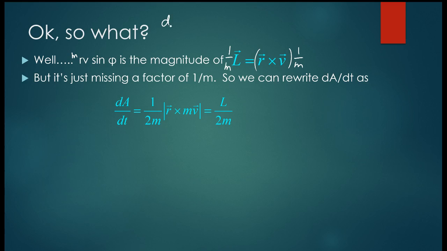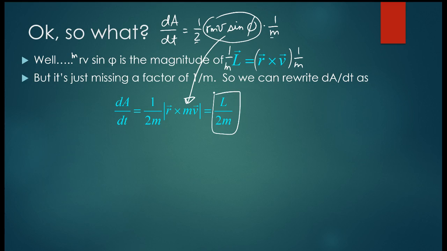And just as a reminder, what we had was that dA/dt was equal to 1/2 r v sine of phi. And so if we stick an m in there and then multiply that by 1/m, this right here is going to get us our angular momentum, r cross mv, and then we have a 1/2m that's sitting outside. So we have L over 2m is equal to dA/dt. So the change in this area per unit time is equal to the angular momentum divided by 2m.